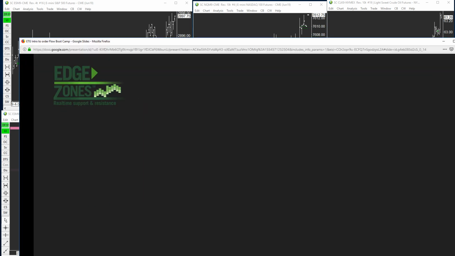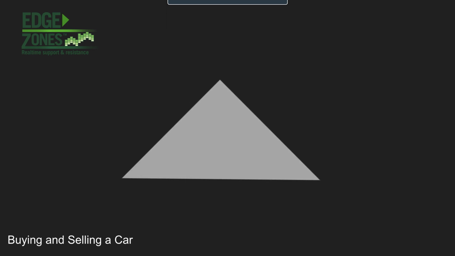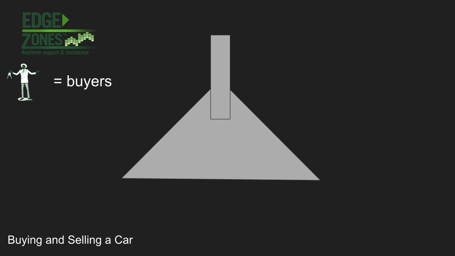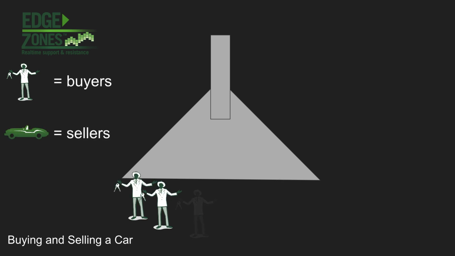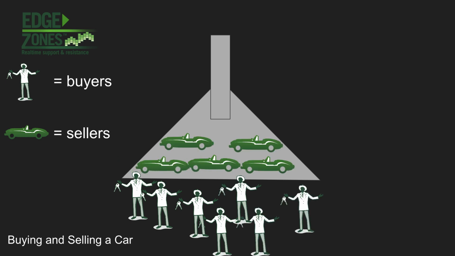Now let me bring over some slides and show you this with a really cool analogy. Let's take a funnel and turn it upside down. The mouth of the funnel is down here, and the neck is right there. In this story, these guys on the left represent the buyers, and cars represent the sellers. Let's say you have a lot of buyers down in here, but you also have a lot of sellers, a lot of cars that are willing to satisfy those buyers.